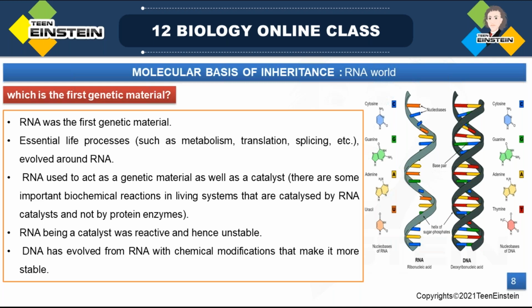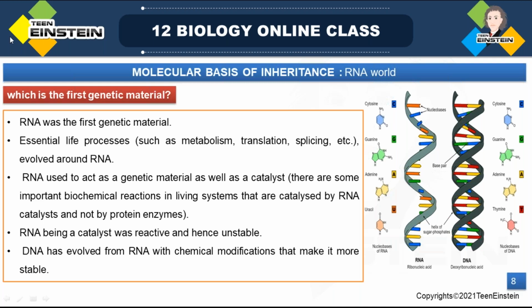So DNA has evolved from RNA, and DNA is the modified form of RNA. These modifications in RNA, some kind of modifications that happened in that RNA, make that DNA more stable. Okay.